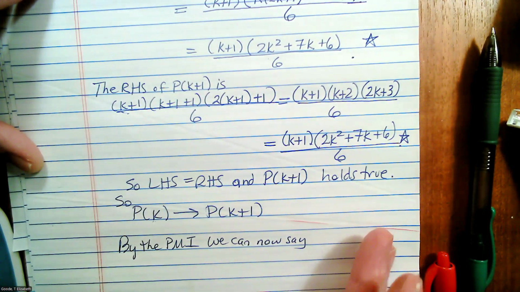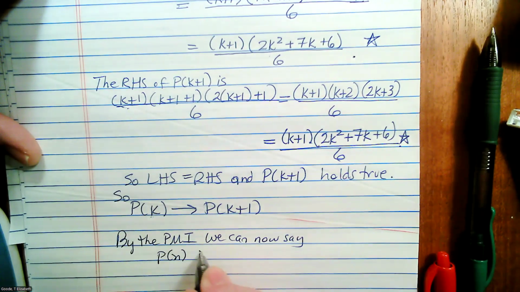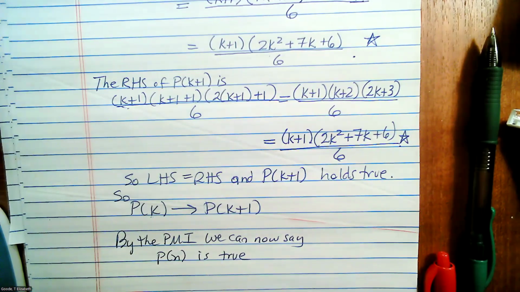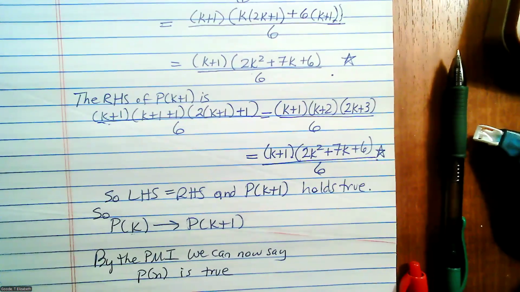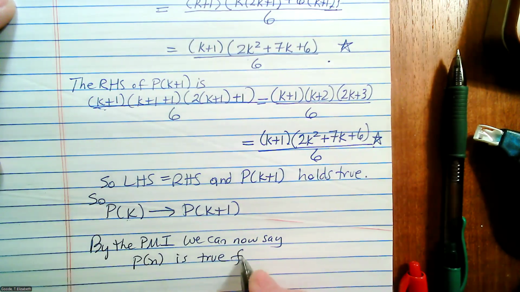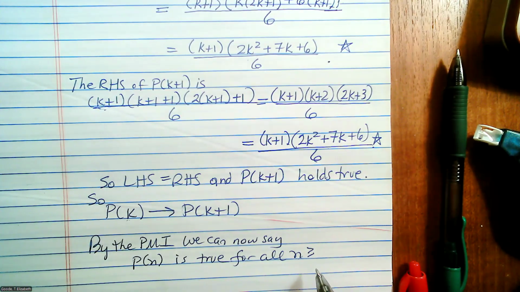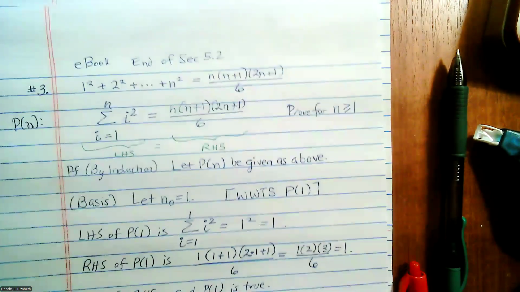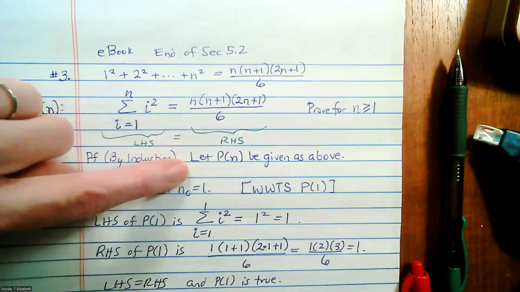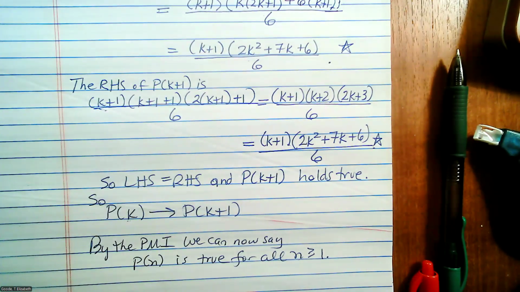and if you're in a hurry on the test, you can just say P of n is true. You don't even have to write what P of n actually is. You can just say P of n, because you already told me what P of n was at the beginning. For all n greater than or equal to, where did we start? What was our bottom level? 1. And now that's a full credit proof.